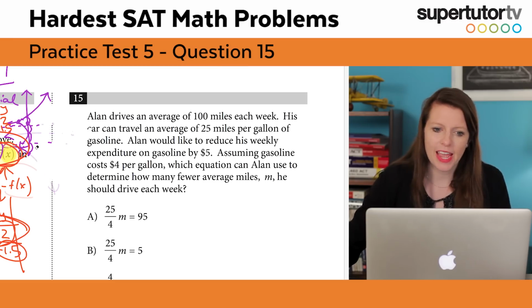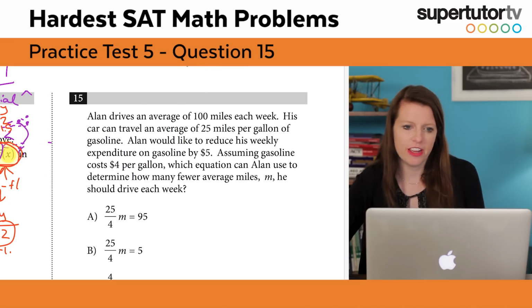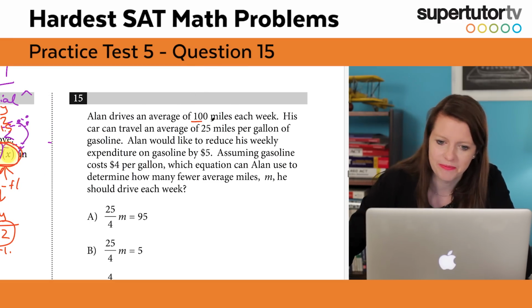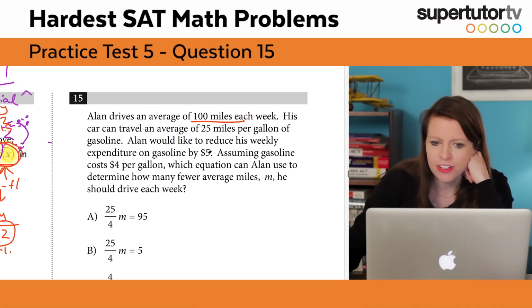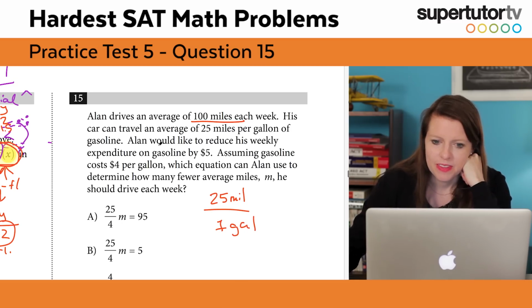Okay, let's move on. The next problem that we're going to do is from practice test 5. Okay, 15. Alan drives an average of 100 miles each week. His car can travel an average of 25 miles per gallon of gasoline. Alan would like to reduce his weekly expenditure on gasoline by $5. So he gets 25 miles per gallon. He drives 100 miles each week.